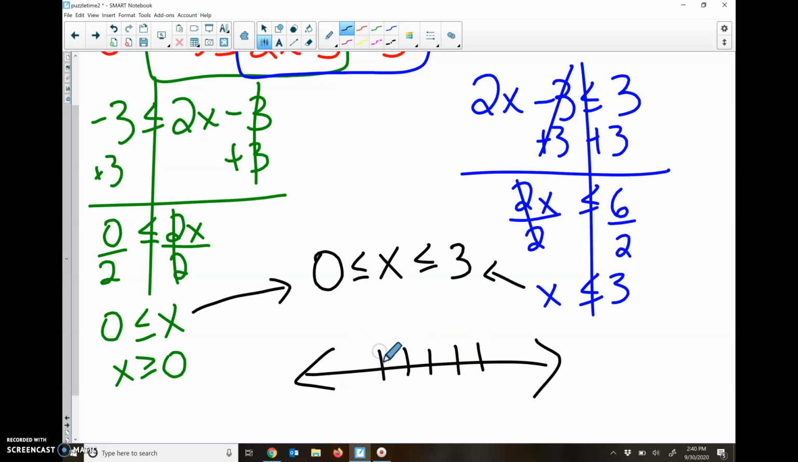I'm going to put a filled in circle here at 0 because it's equal to. And I need numbers greater than 0, like 1, 2, 3, 4. Okay, 1, 2, 3 would be here. Same thing, I'm going to put a filled in circle at 3 here, because it's equal to, and then I need numbers less than 3, like 2, 1, 0. Hope that helps.